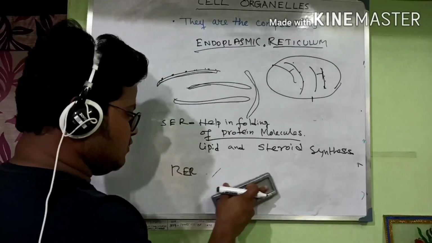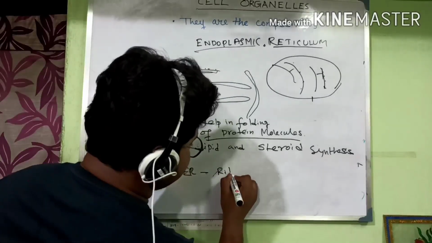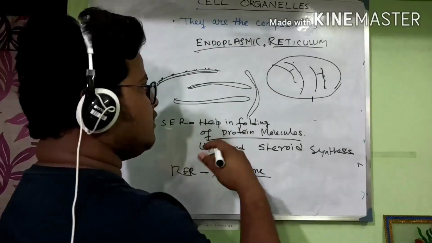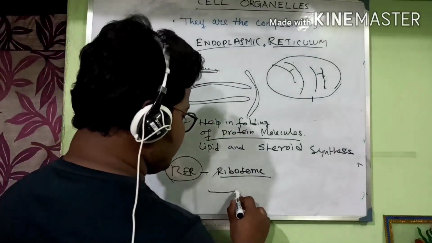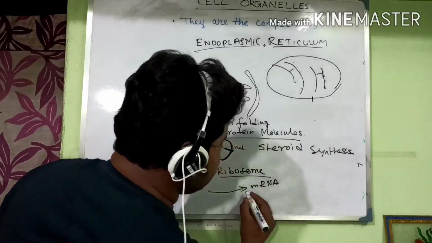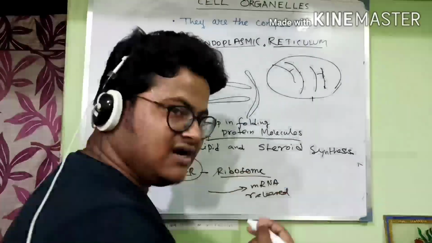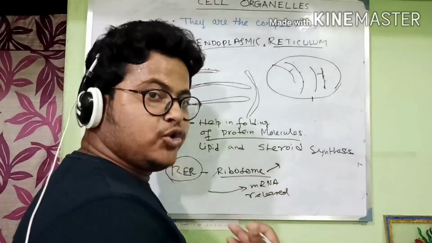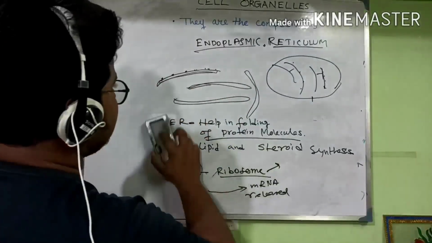Why is it known as rough endoplasmic reticulum? Because it contains ribosomes. In the case of the nucleus, the RER is present surrounding the nuclear envelope. When the mRNA, or messenger RNA, is released, it can attach with the ribosome subunit and guide protein synthesis, or translation. So this is the endoplasmic reticulum.